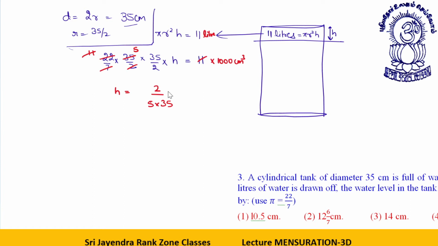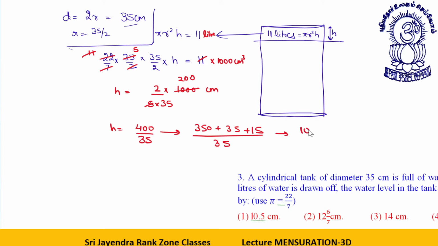So H is equal to 400 divided by 35. This 400 I will read as 350 plus 35 plus 15, divided by 35. Okay, this is 350 by 35 which is 10, 35 by 35 which is 1, plus 15 by 35. This I will further read as 11, and you cancel them by 5, you get 11 3 by 7 centimeter is the height. I am sure it must be clear to all my dear students.